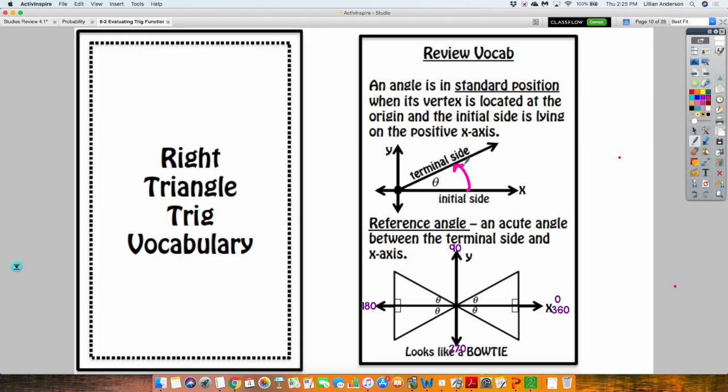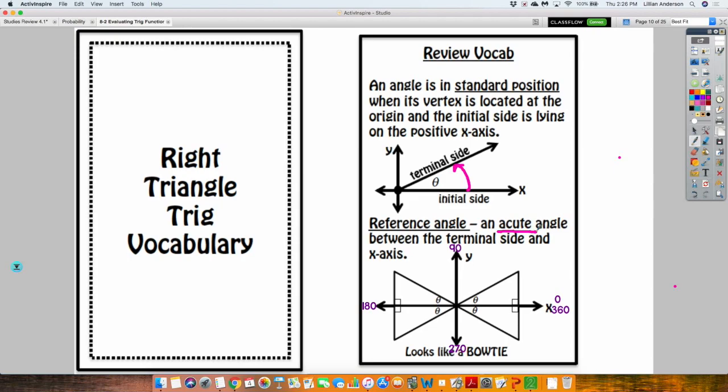A reference angle. A reference angle is an acute angle that lies in between the terminal side and the x-axis. It's always acute. Acute means what? Smaller than 90, but more than 0. Yes, you do need to add in that stipulation because we can't talk about negative angles at this point, okay? So it's less than 90, but bigger than 0. So it's always acute, and it always lies in between your terminal side and your x-axis, okay?